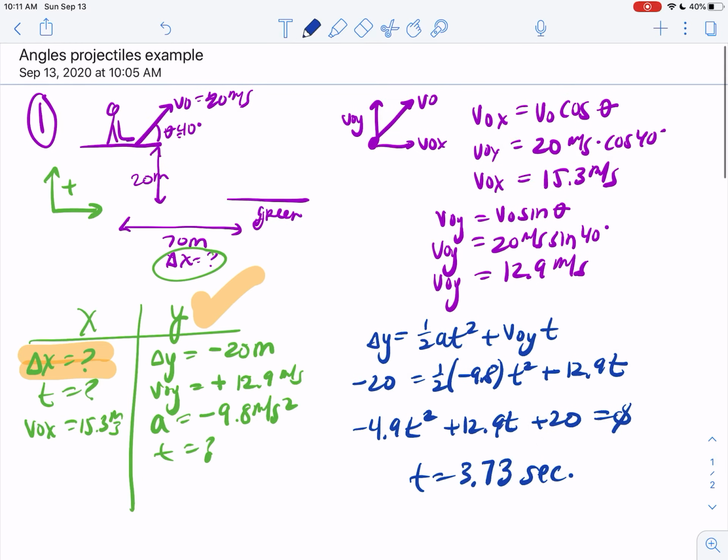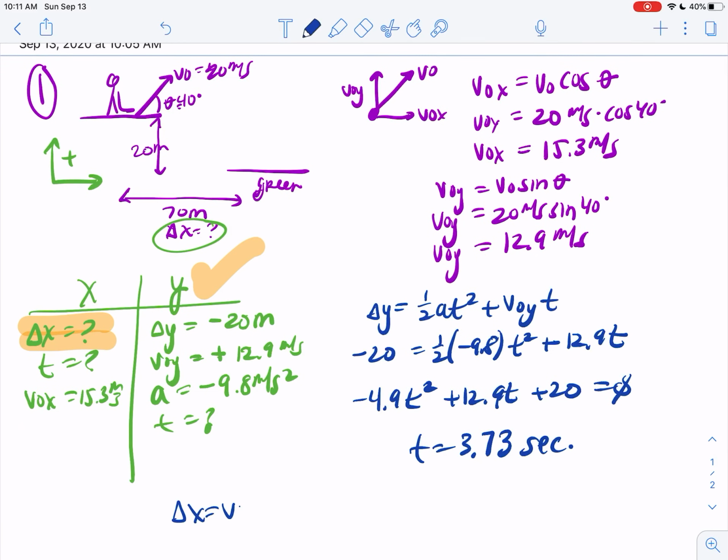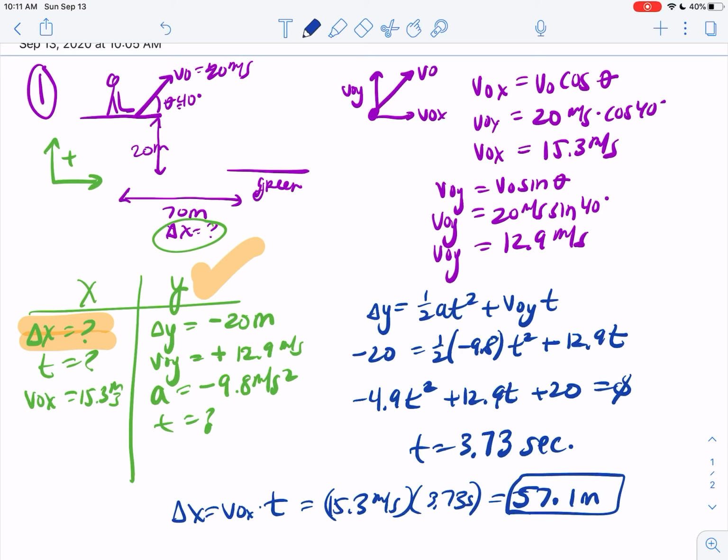All right, once I have that, now I know my delta x is going to be v naught x times t, which is going to be 15.3 meters per second times 3.73 seconds. 3.73 times 15.3. Okay, and then I'm going to see that the ball will travel 57.1 meters. Okay, so no, not even close. Poor golfer, did not even get close to the green. So more like, doesn't make it. Okay, all right, and that's almost always the same pattern that will follow.